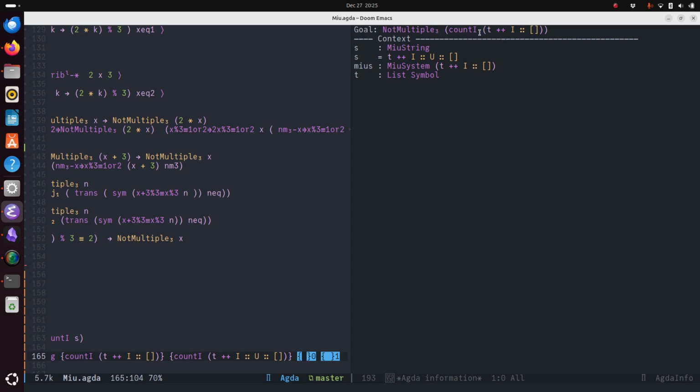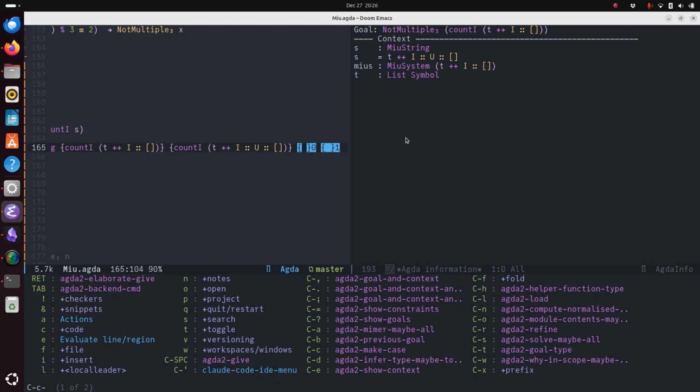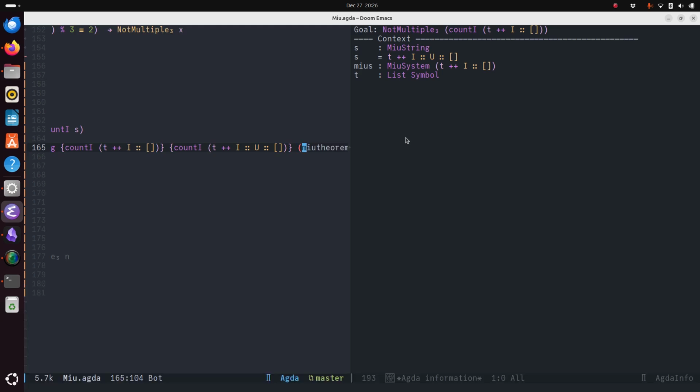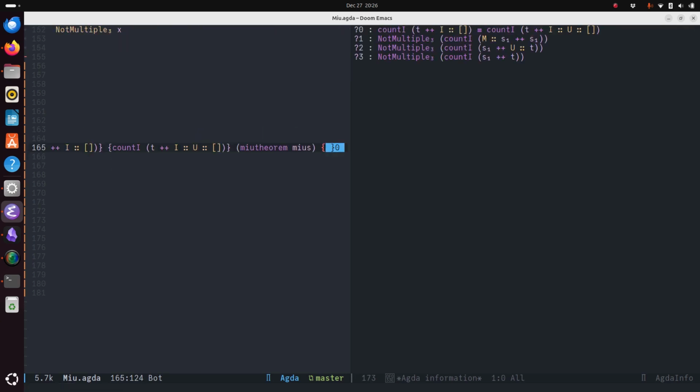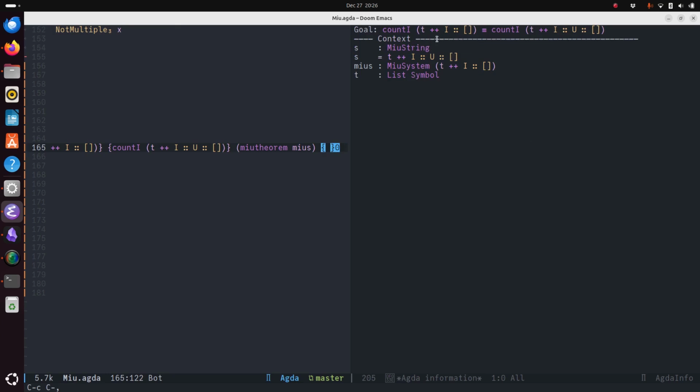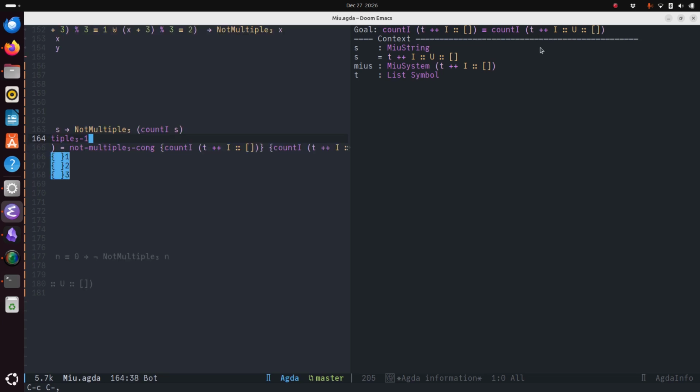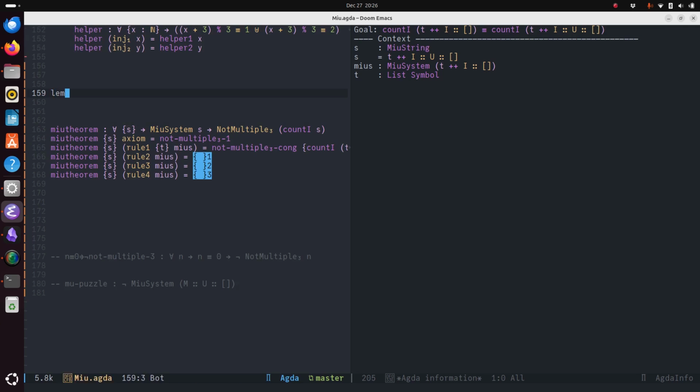The first goal is to prove that count I of t I is not a multiple of 3, which Agda can automatically infer because we have already assumed that the input string belongs to the MIU system. So it recursively calls the same theorem. So Control C, Control A will prove it for us. Now what we have to do is prove that count I of a string ending with I is the same as count I of the same string when appended with u. Let us use a lemma for this.